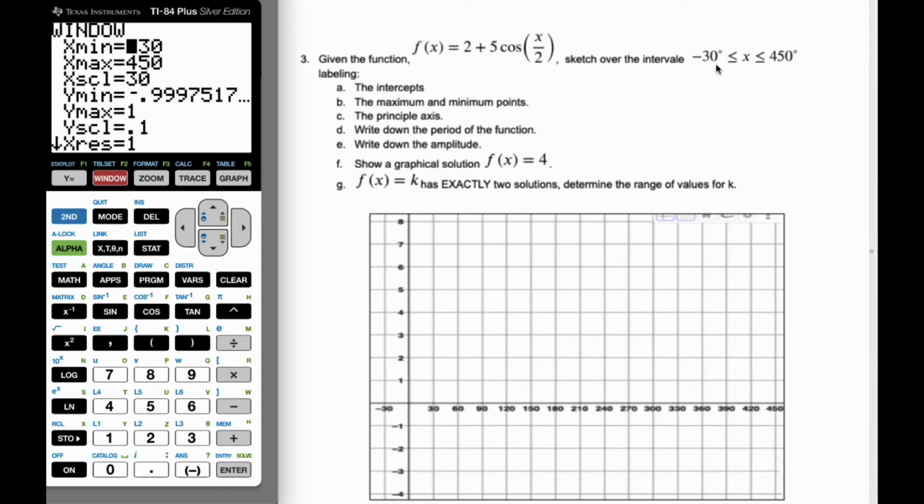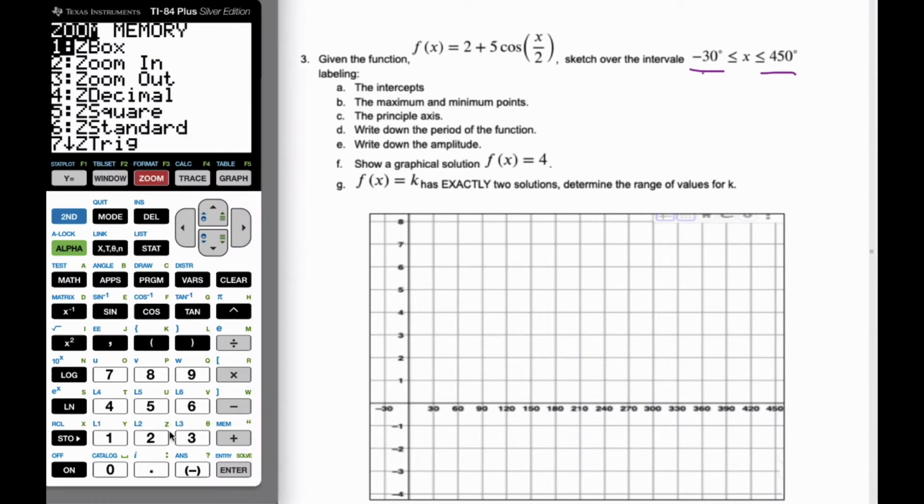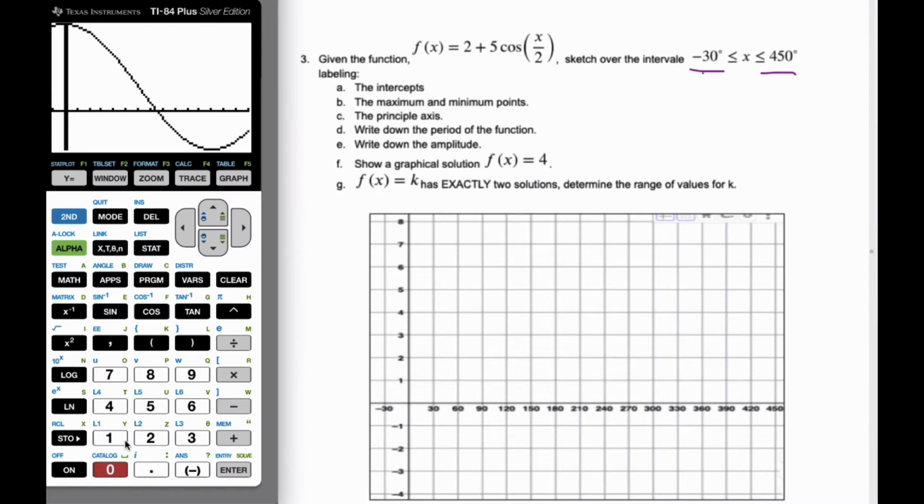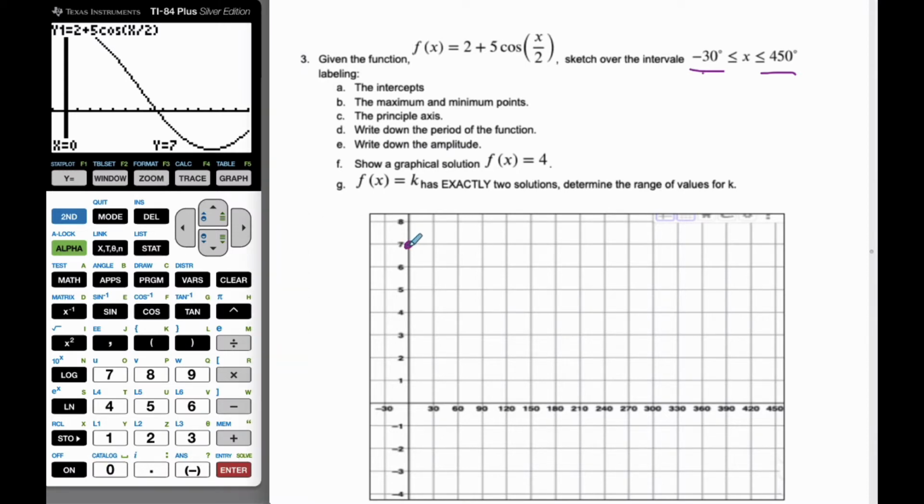My mode is in degrees. My window, I want to go from -30 to 450, which I am, and now I'm going to zoom to fit, which is 0. It will magically exactly fit the graph that I've chosen. And now I can see what is going on here. If I trace this, I want to make my graph. To help me out, I'm going to put in 0, which is my intercept. I know at 0 I get the value of 7. So (0, 7).